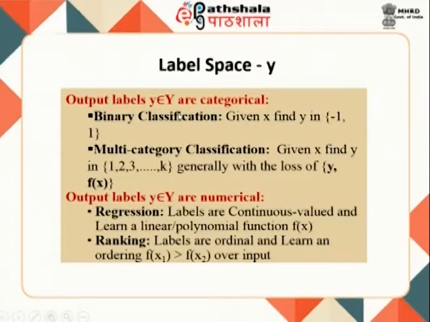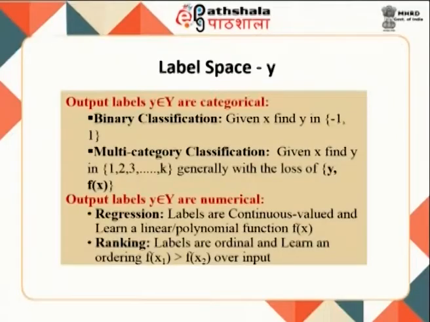The output labels can be categorical, like binary classification. Given X, find Y, where Y will be either -1 or +1, that is one way of doing it. Multi-category: given X, find Y, which can be in 1, 2, 3 to k, generally with Y equal to a function of X. We will come to that, but spam is a typical example of a binary classification problem. The email is either spam or not spam.